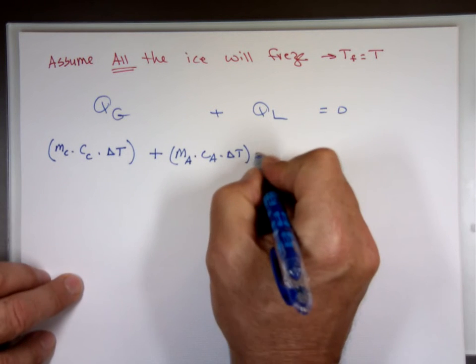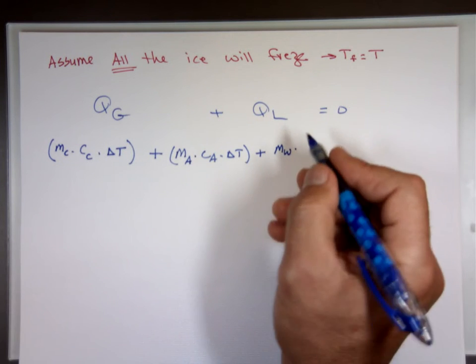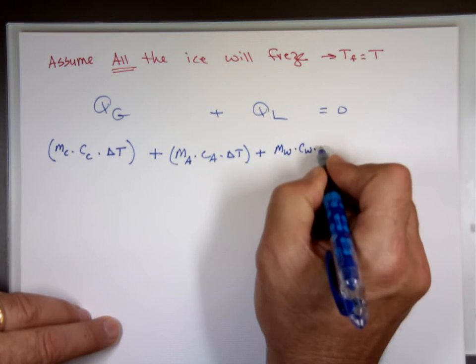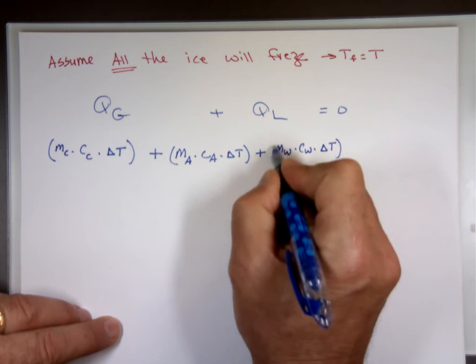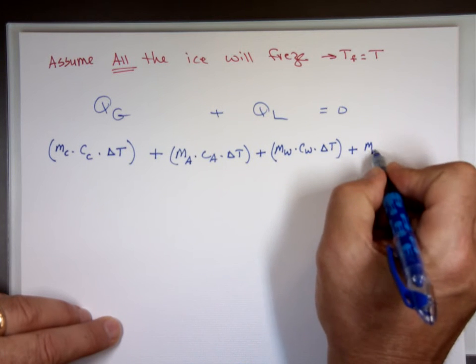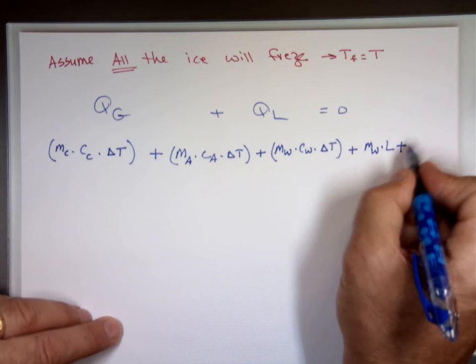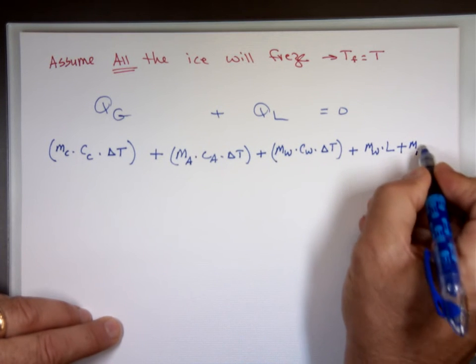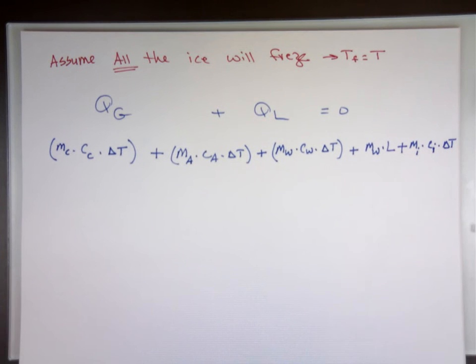So mass of the water times C for water times change in temperature to go from -4 to 0. Then you're going to freeze the water, all of it. Then that frozen water becomes ice, mass of the ice, times C of the ice, times delta T. All of that should equal to 0.